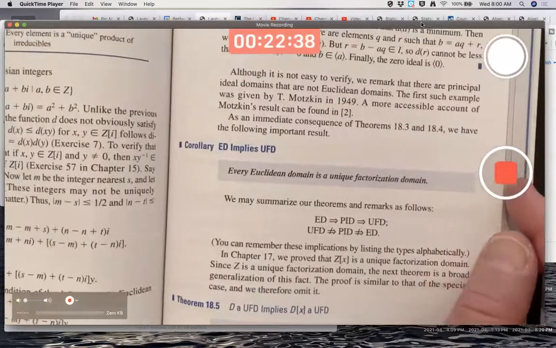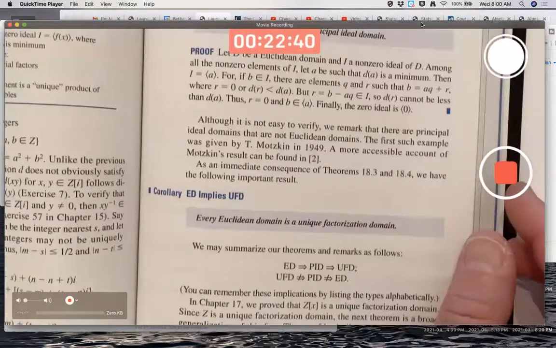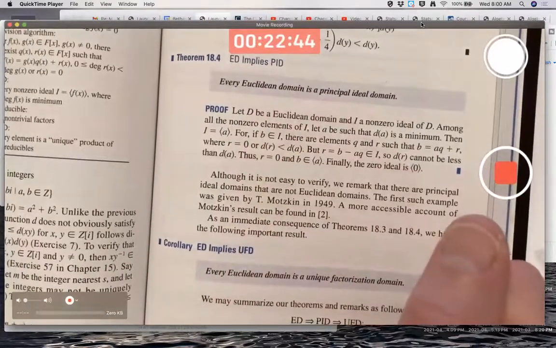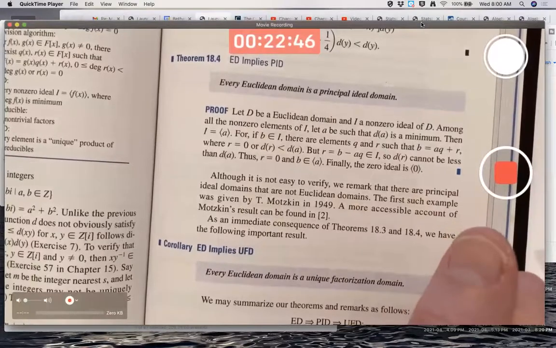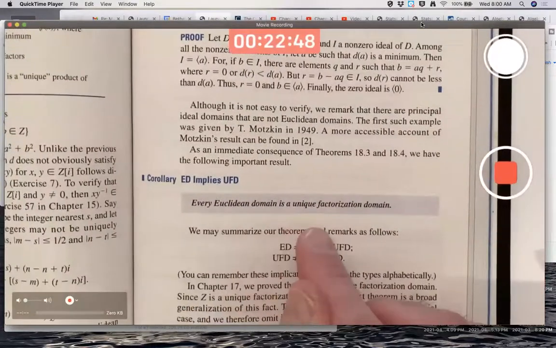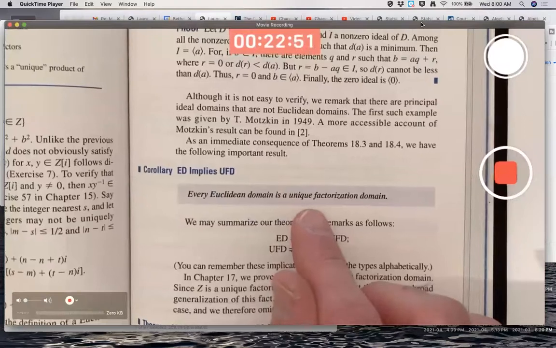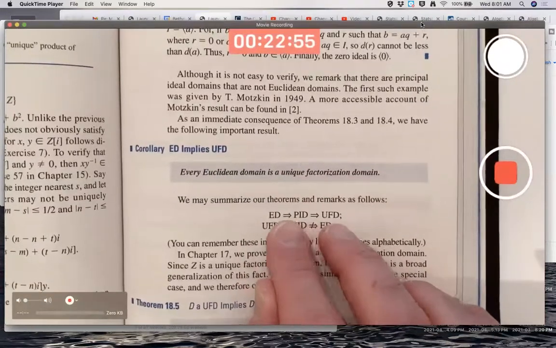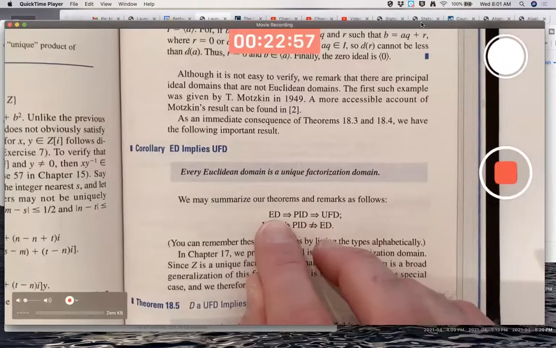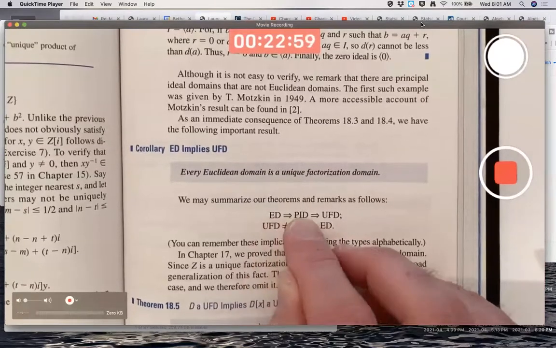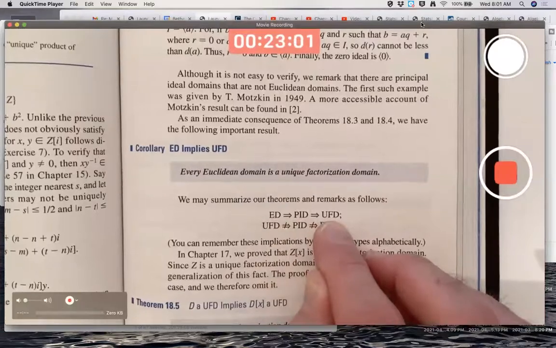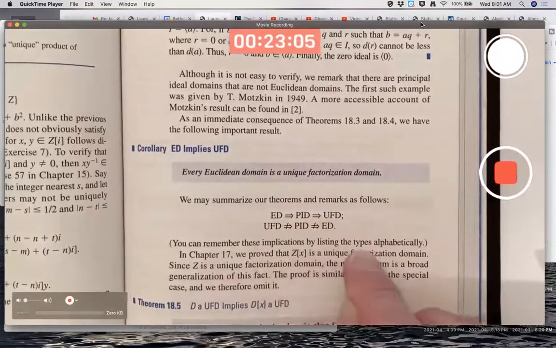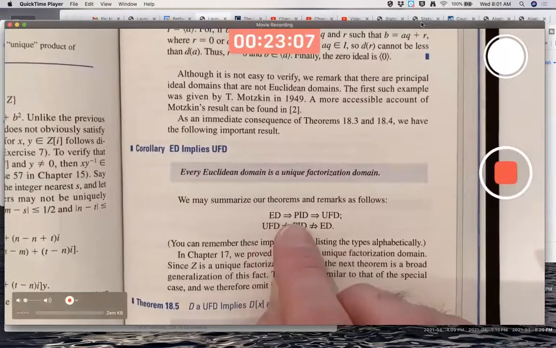Couple more facts here. Every Euclidean domain is a principal ideal domain, and therefore also a unique factorization domain, because we know principal ideal domains are unique factorization domains. So you have this sequence of implications here. Every Euclidean domain is a principal ideal domain. Every principal ideal domain is a unique factorization domain. And it's very fortunate, as the author remarks, that these go in alphabetical order: ED, PID, UFD.